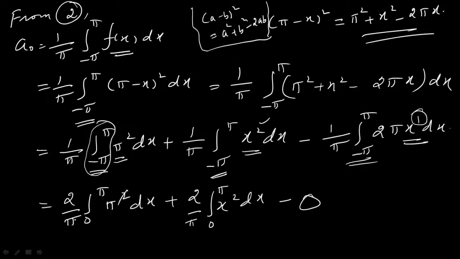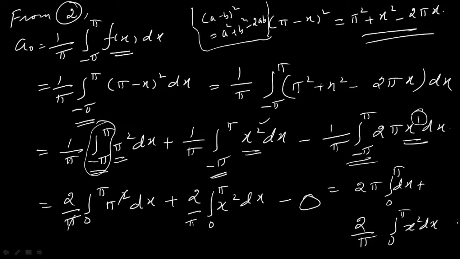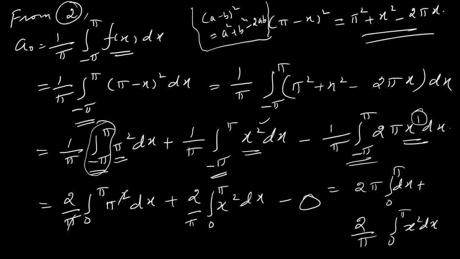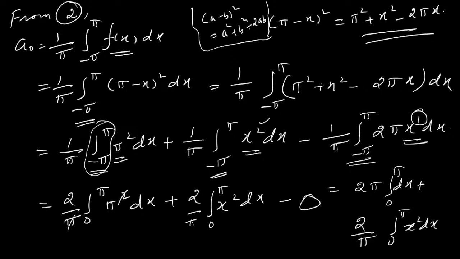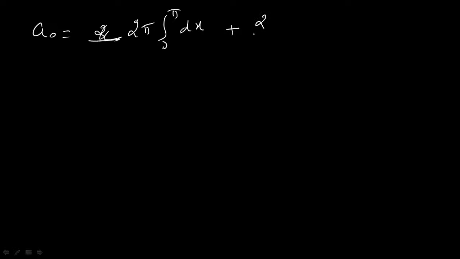Next, one of the pi being cancelled, that is equal to 2 pi integral 0 to pi dx, plus 2 by pi integral 0 to pi x squared dx. So in the next step, here a naught is equal to 2 pi integral 0 to pi dx plus 2 by pi integral 0 to pi x squared dx. I am just writing the previous step once again.